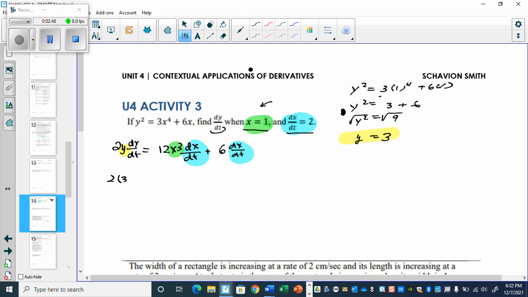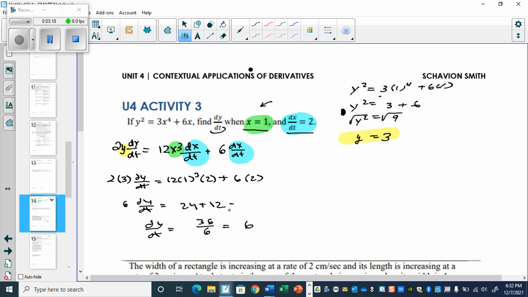So 2 times 3 dy/dt equals 12 times 1 cubed times 2 plus 6 times 2. Okay, so I have 6 dy/dt equals 24 plus 12. dy/dt equals 36 over 6, and my answer is 6. dy/dt is 6.